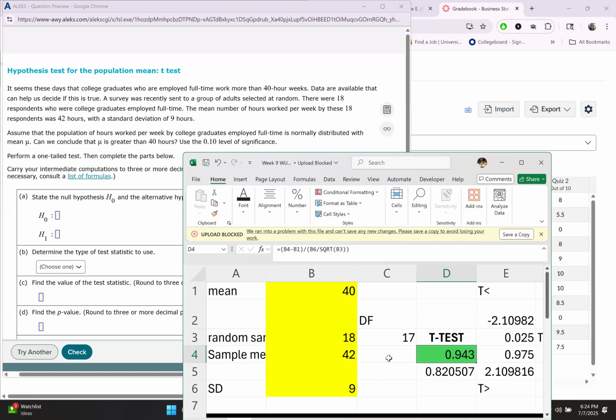Yes. Can you show me how you got D5? D5? Yeah, right here? Yep. This is T.DIST. This gives you the p-value of 0.943. So if I highlight it, this is what it looks like. T.DIST, and then there you're taking the D4, comma, the C3, and then hitting true.